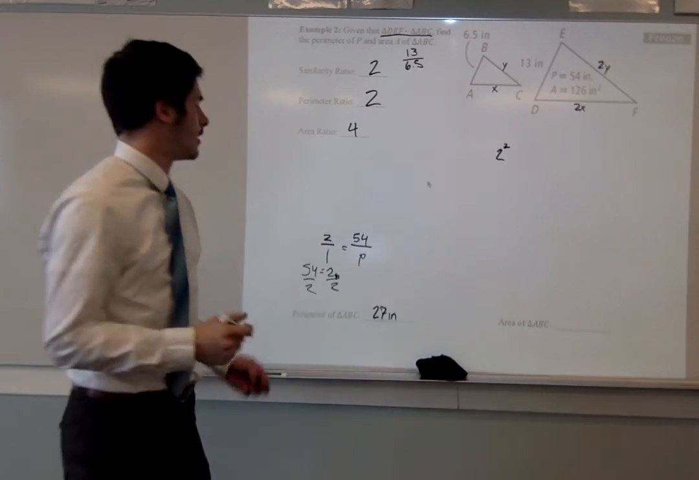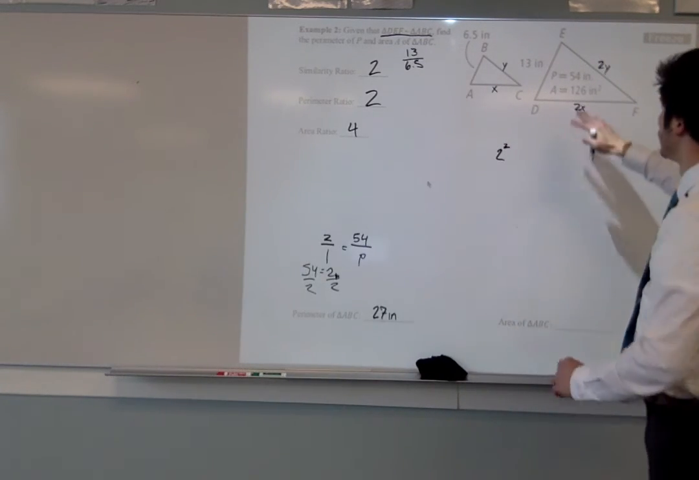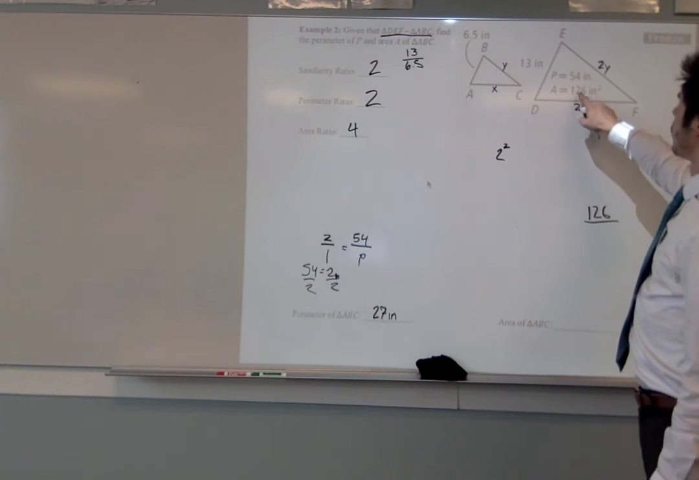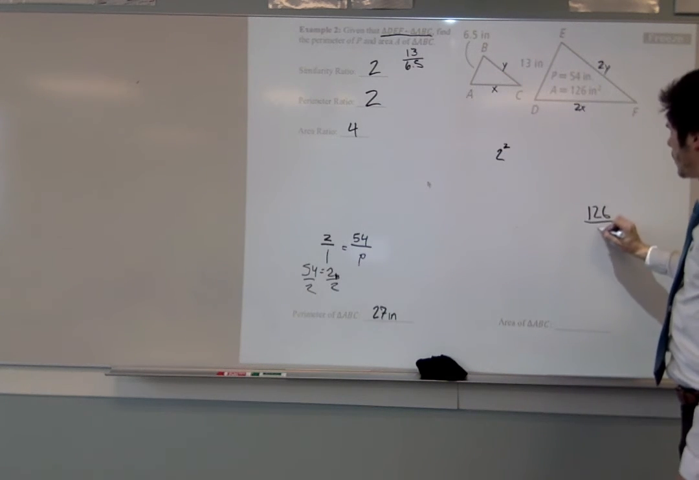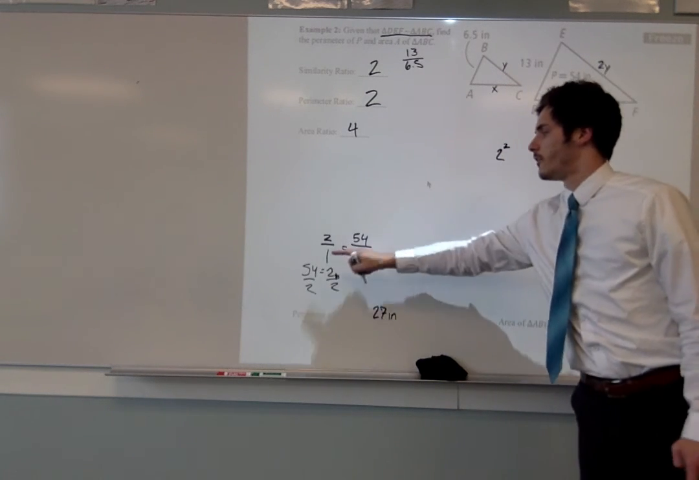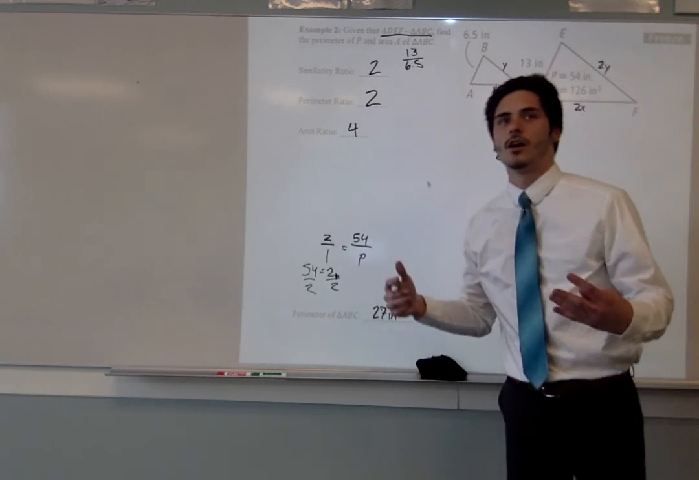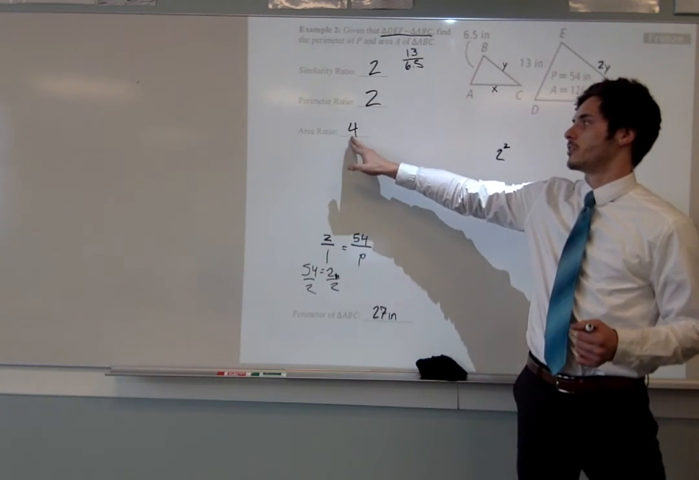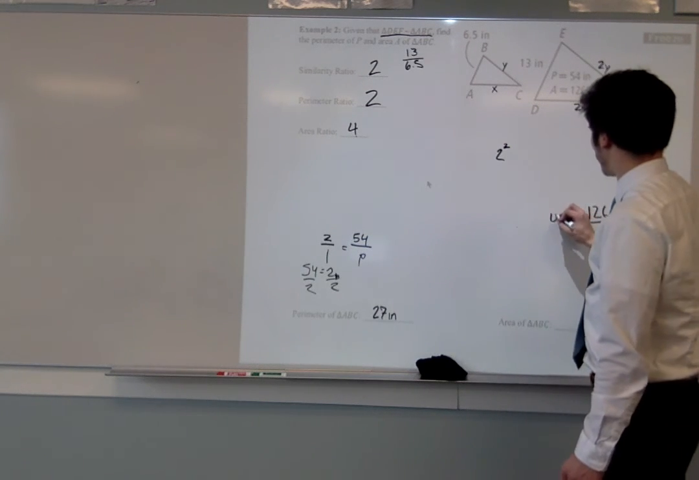And now lastly for our area, very similar method here, except we're going to use our area ratio. So we take our area here, 126, and we are wondering about the corresponding area of ABC. So I'll put an A there to signify the area of ABC. And just like how we set it equal to the scale factor, we're going to do the same thing over here. So in area, for each square unit that the small triangle has, the big triangle is going to have 4 square units. So the area ratio is going to be 4 over 1.